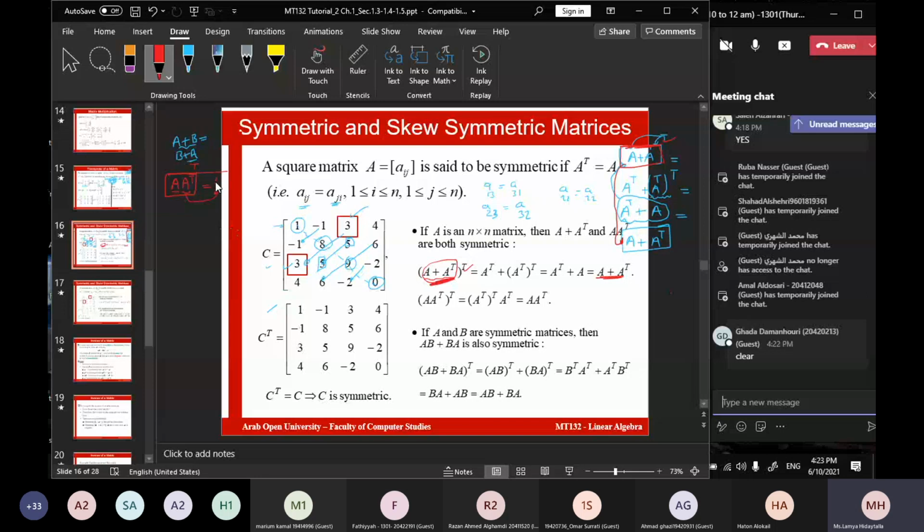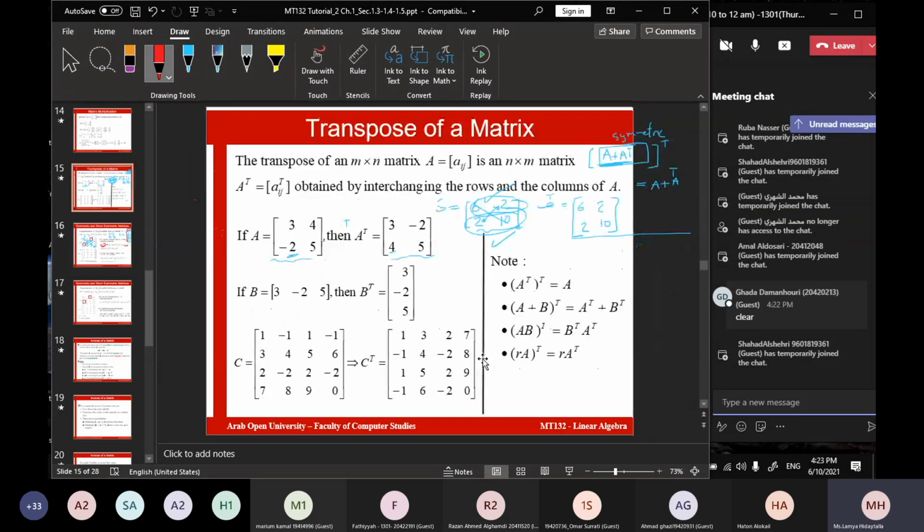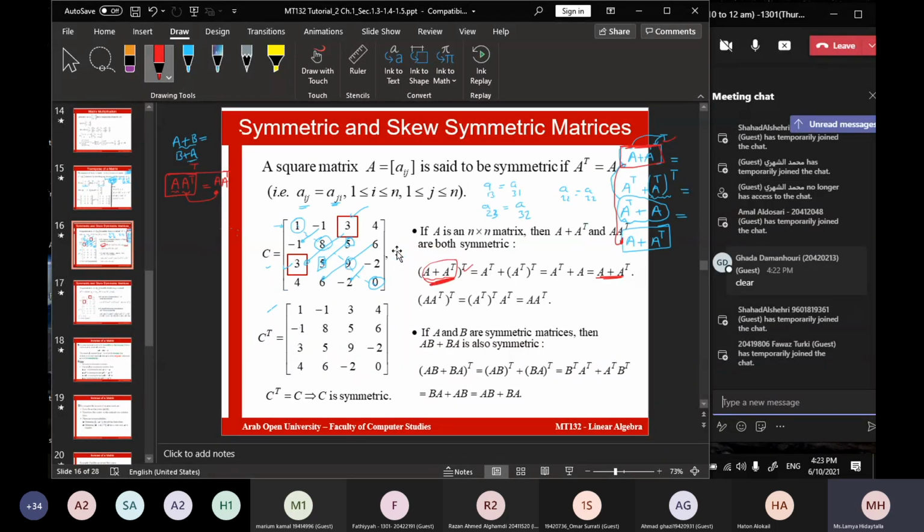So it should equal A times A transpose. Clear? And if you want to see this by an example, just multiply this one times this one. They are the transpose of each other, correct? So when you multiply it, check the new matrix. You're going to find that it is a symmetric matrix. Clear?